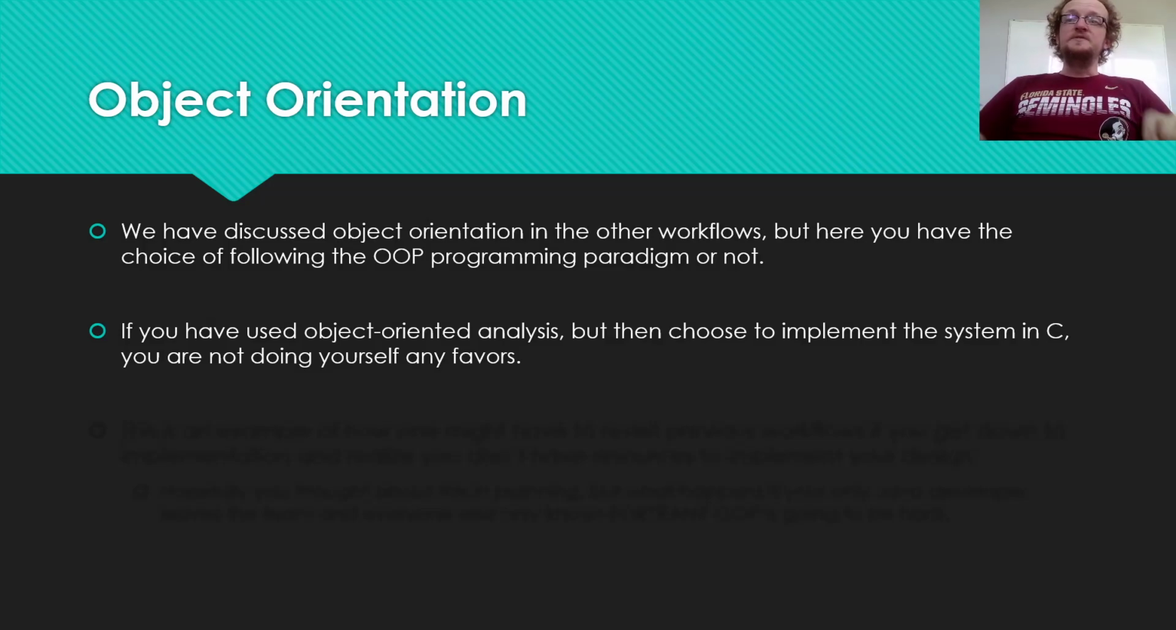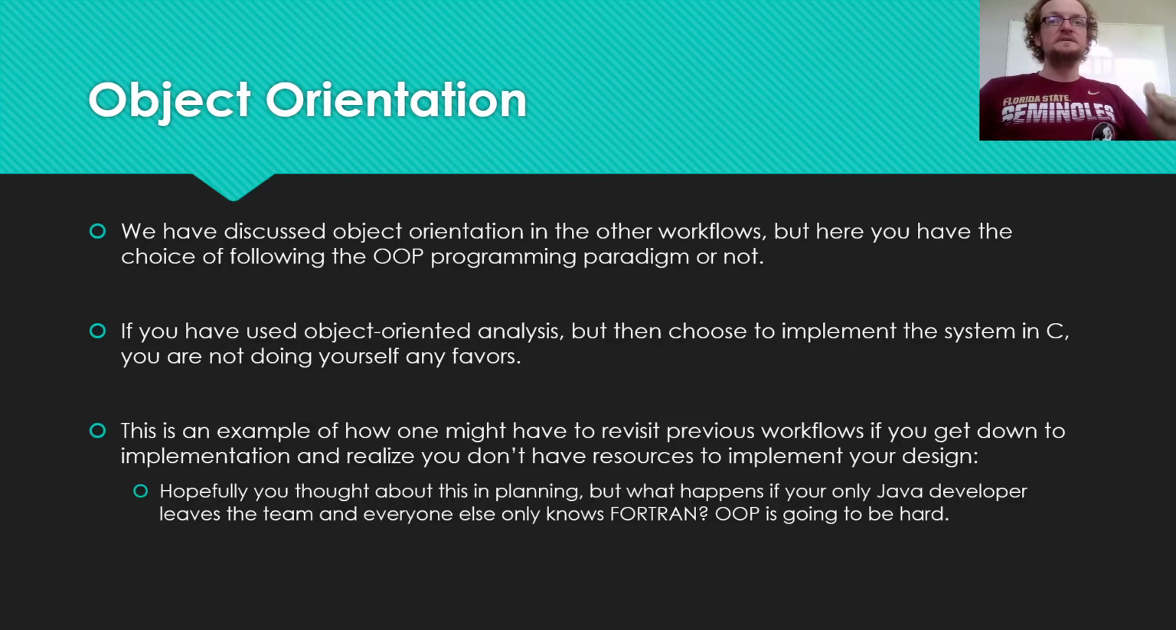So if you have used object-oriented analysis and you've used object-oriented design and you try to implement in C, you are fundamentally missing the mark and you're going to have a really hard time trying to actually do your job correctly. So this is another example where if you make a decision here that's contradictory to a decision that you made previously, you have to go back to these other phases and fix that contradicting decision, and then potentially rework a whole bunch of stuff from that previous phase all the way up to the phase that you're currently in.